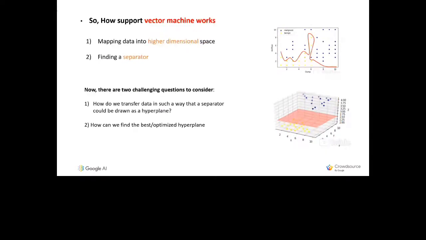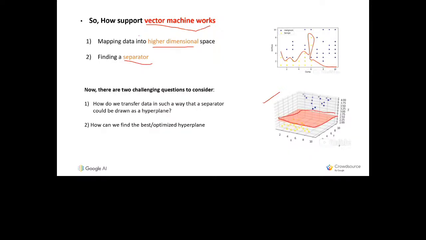So let us understand how a support vector machine works. First of all, as I said, it maps the data into a higher dimension, just like this. This is the higher dimension, and then it finds a separator. This is the separator.